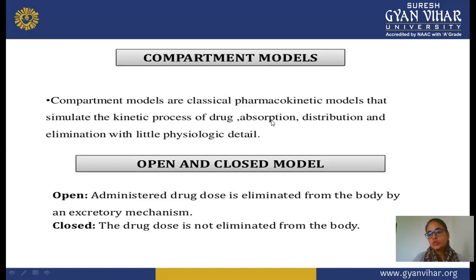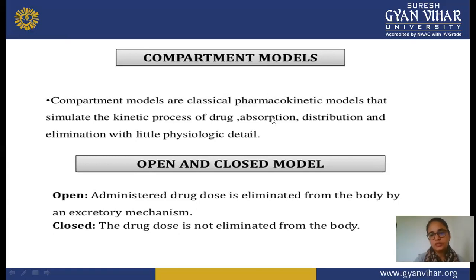Next is open and closed model. These are the two types in compartmental modeling, because the compartmental model is further divided into different categories: one compartmental, two compartmental, or open or closed model. In the open model, the administered dose is eliminated from your body by excretory mechanism. Means continuous absorption and elimination takes place. Your drug doesn't accumulate in your body. Your drug is administered and gets eliminated from your body by excretory mechanism.